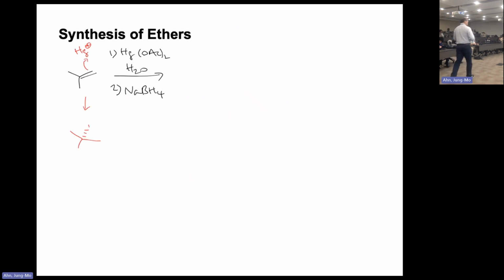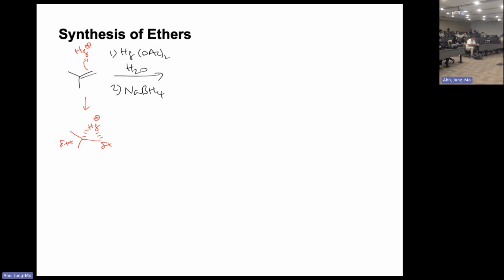Then what happened was, the mercuric diacetate dissociates, which makes a mercurium ion, and that's a Lewis acid. The nucleophilic pi electrons make an attack. But because the mercury is huge, it's not just going to be bonding with one of the carbons. It's actually going to be hovering over both carbons at the same time, making a cyclic mercurium ion.